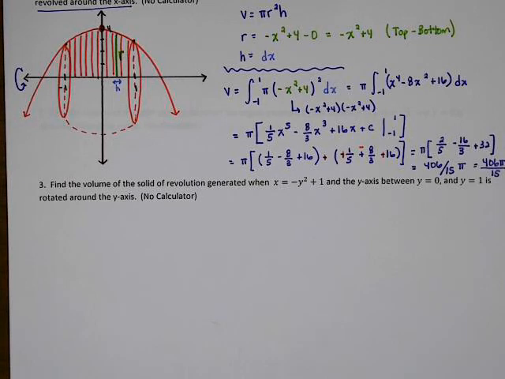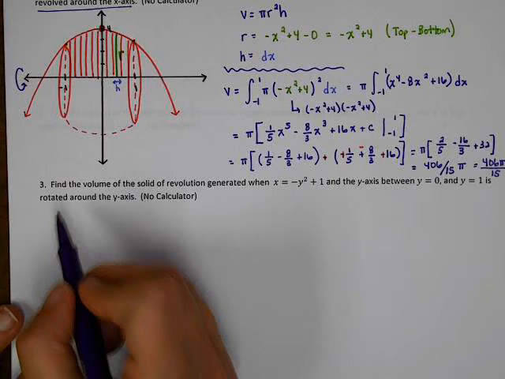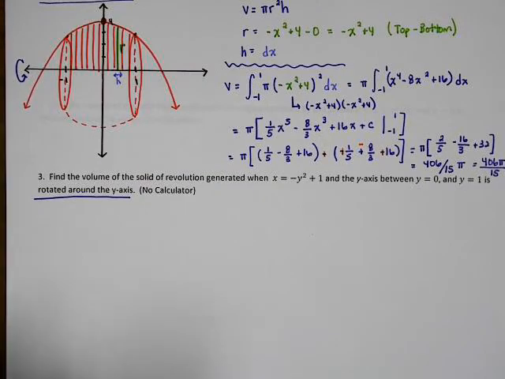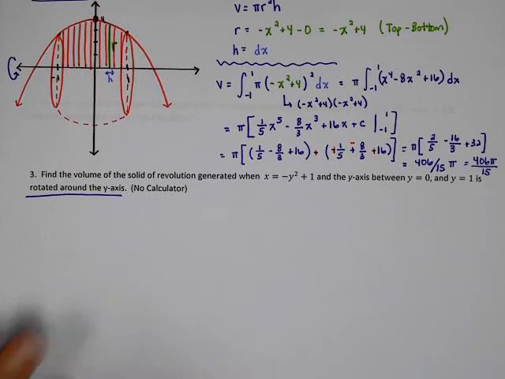What makes this problem a little different than the first two that we did is that now we're going to be rotating around the y-axis. So it's going to look a little bit different, and we're going to have to approach it a little bit differently than we did before. Let's start with a really good picture.